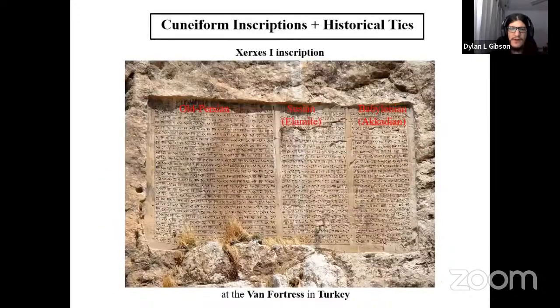Let me go to it. So the first inscription, we have 3 different languages, and this was at the Van fortress in Turkey that these inscriptions can be found. We can see there's the Old Persian cuneiform over there. We have Scythian and Elamite over here, and Babylonian and Akkadian on the right-hand side. All 3 of these are telling us the same thing. It's just written in different languages. So it's a trilingual inscription.